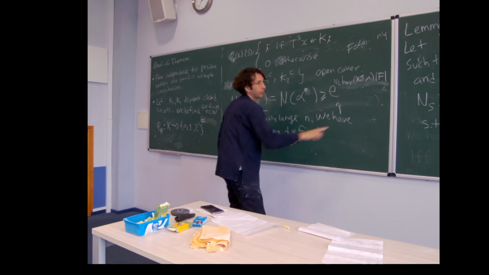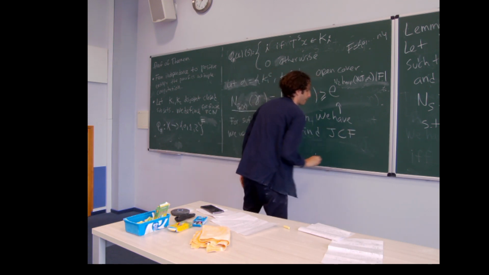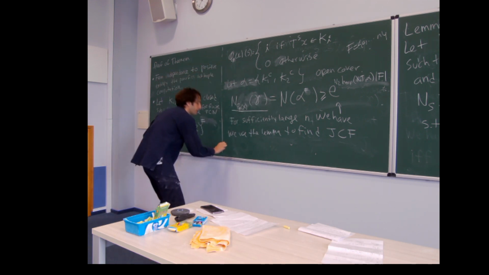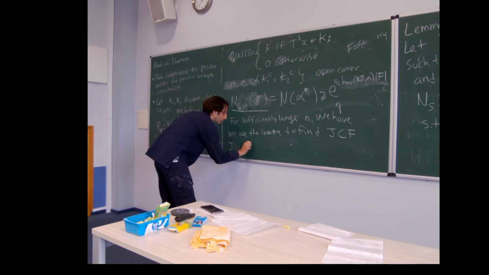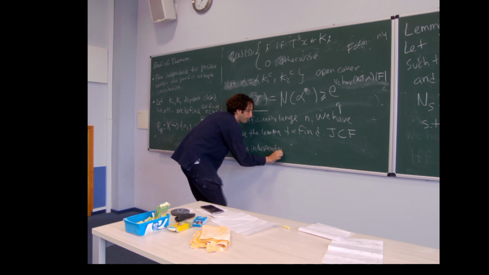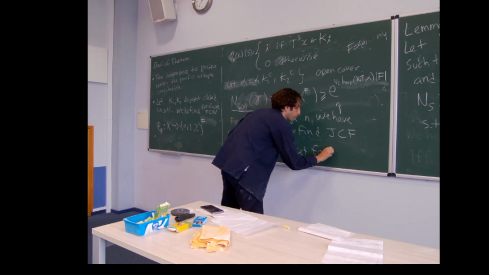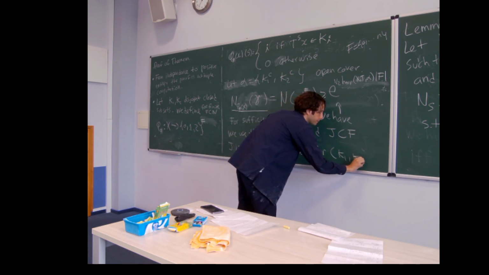So we use the lemma to find J. Actually, J is an independence set for K1, K2.